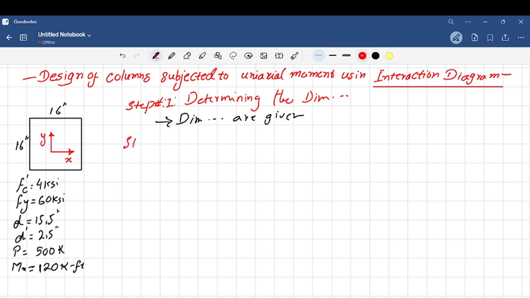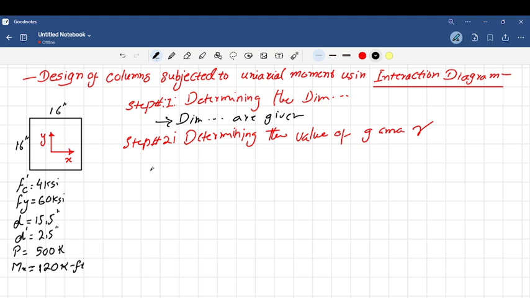Step number two: in this step, we are going to determine the value of gamma. You can note these steps and you will design better using them.